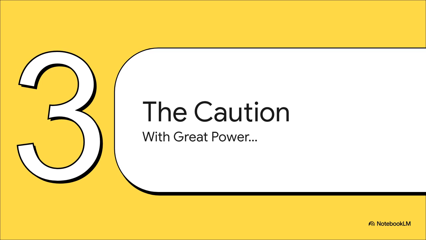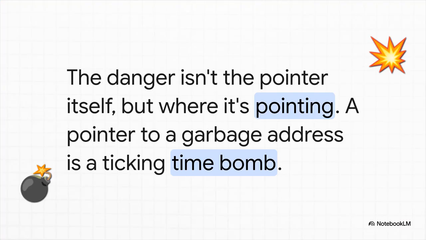So let's talk about the danger zone. Here's the crucial thing to understand. The danger isn't really in the pointer itself. It's all about where it's pointing. If a pointer is holding a garbage address, or no address at all, it's basically a ticking time bomb. If you try to use that pointer to get a value, your program could crash, it could corrupt other data, or it could just start behaving in totally bizarre, unpredictable ways.